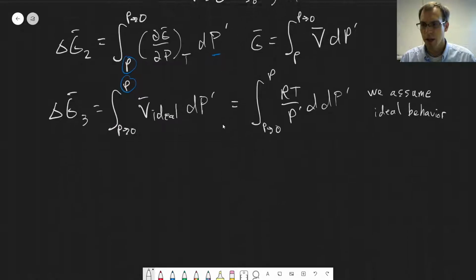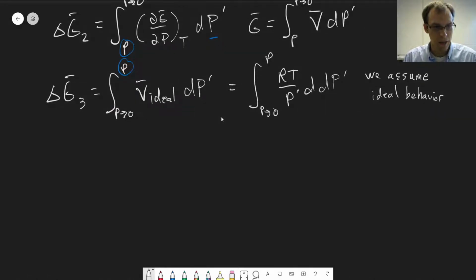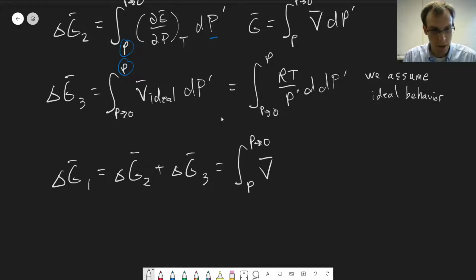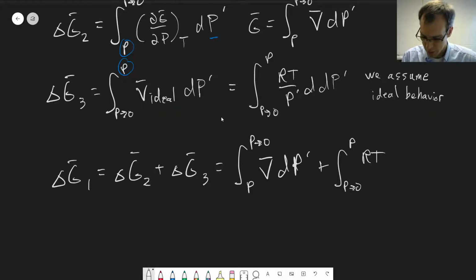Okay, so then we can go ahead and combine, right? We know that delta G bar 1 is equal to the sum of delta G bar 2 and delta G bar 3. So we can add these integrals together. We have the integral from P to P naught of V bar dP prime, plus the integral from P0, low pressure, to high pressure of RT over P dP. Not d-d-P, just one P.